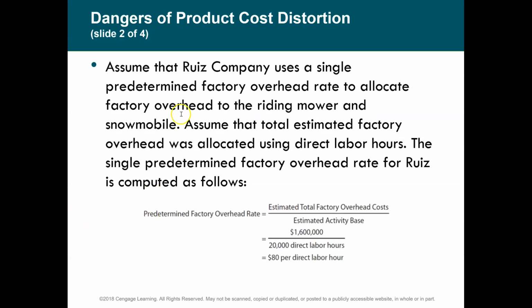Here's an example. Let's say that same company uses a single predetermined factory overhead rate, the way we did before, to allocate factory overhead to the riding mower and the snowmobile, and they use direct labor hours. So we had $1.6 million in total overhead right here, and we've got 20,000 direct labor hours. So that would be $80 per direct labor hour.